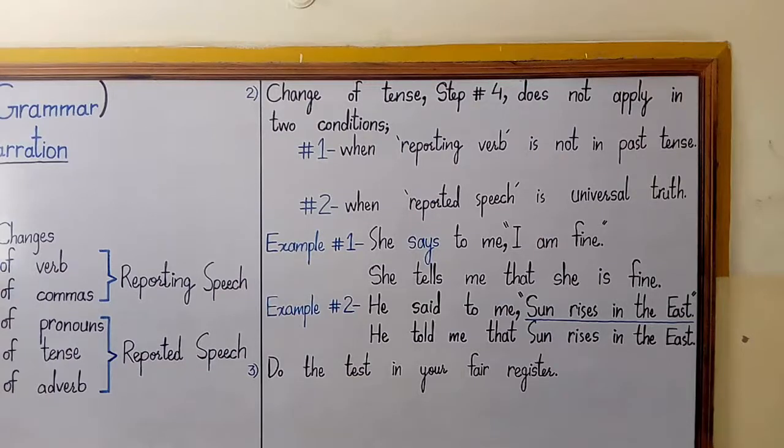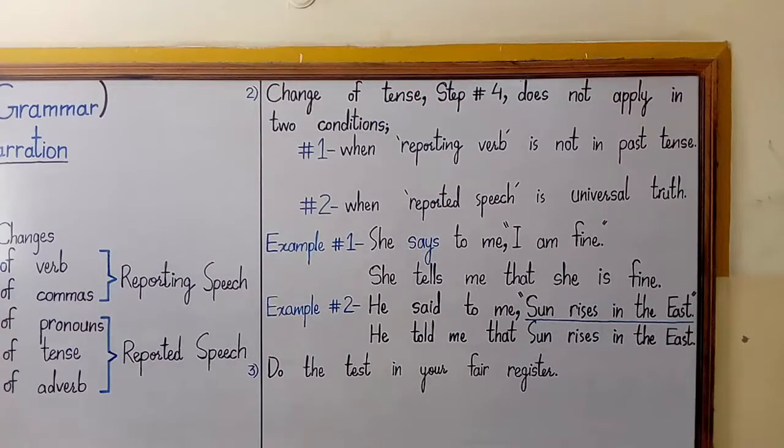Example number 2: He said to me, sun rises in the east. The reported speech is a universal truth. Sun rises in the east, it always rises in the east. So we do not make any changes in the tense or in the sentence: He told me that sun rises in the east. I hope you got my point. Instruction number 3, do the test in your fair register.